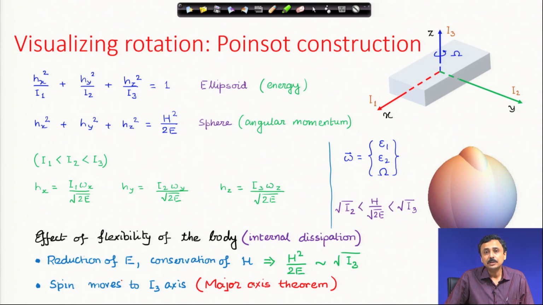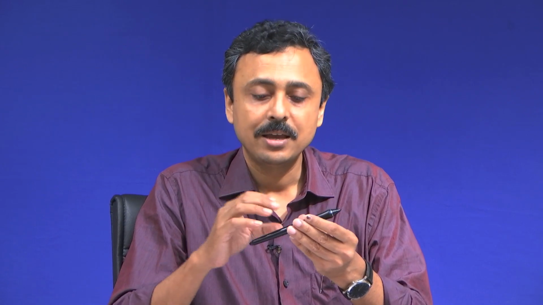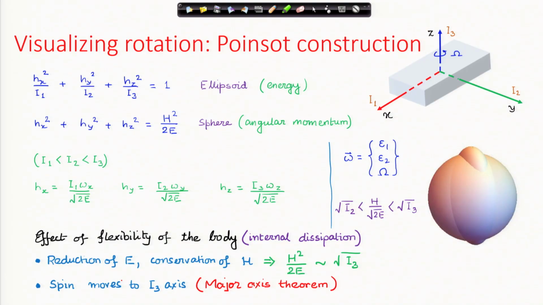It has also led to some very strange occurrences in satellites, where a satellite which looked like this slender circular bar was given a spin about its minimum moment of inertia axis, which is this axis of symmetry. But because there were some flexible antennae which dissipated some kinetic energy, finally it started spinning about its maximum moment of inertia axis. This has happened in satellites.